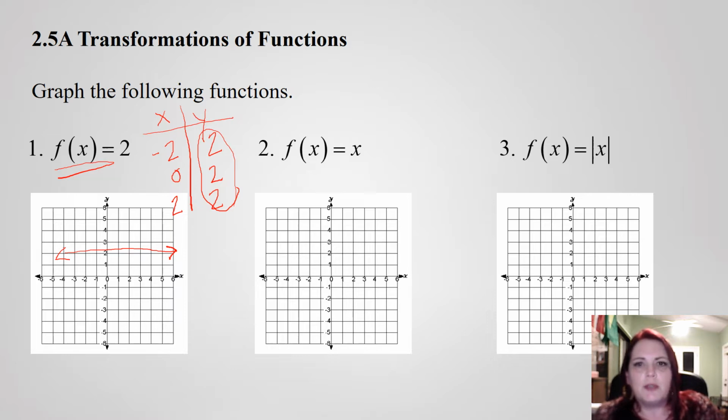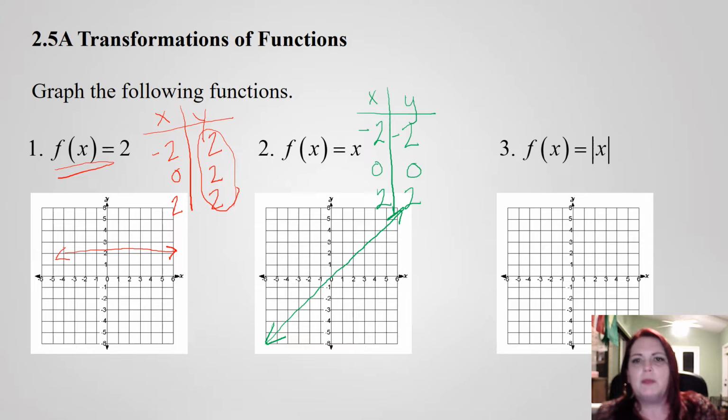Let's take a look at this next one. F of x equals x. So let's give ourselves an x, y table here. If x is negative 2, y is negative 2. If x is 0, y is 0. And if x is 2, y is 2. And that gives us a diagonal line through the origin. Looks something like this.